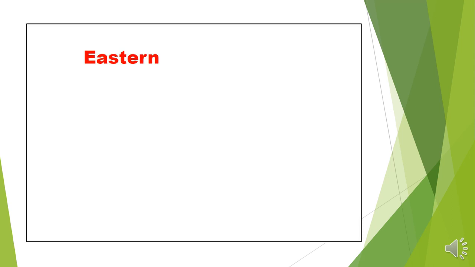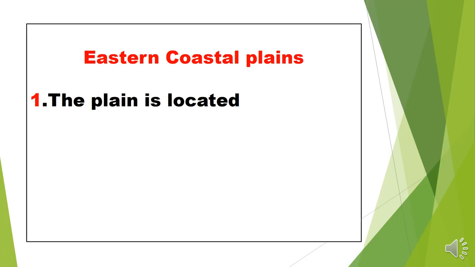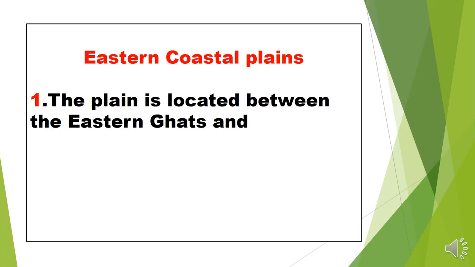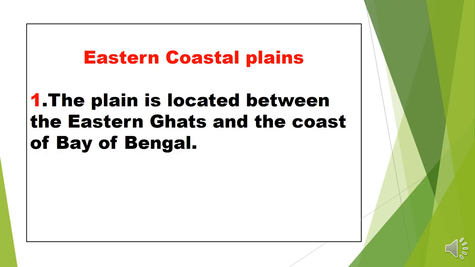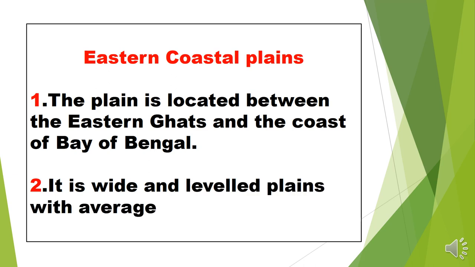The next is the eastern coastal plain. The plain is located between the Eastern Ghats and the coast of the Bay of Bengal. The second feature is that it is a wide and level plain with an average width of 80 to 100 kilometers, because there is a much bigger gap between the Eastern Ghats and the Bay of Bengal. So the eastern coastal plain is wide, with a width of 80 to 100 kilometers.